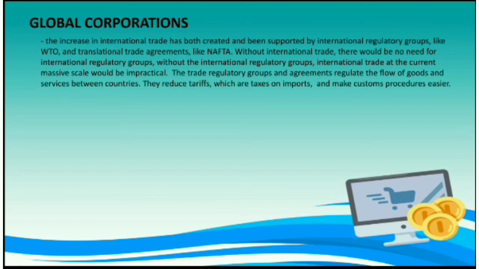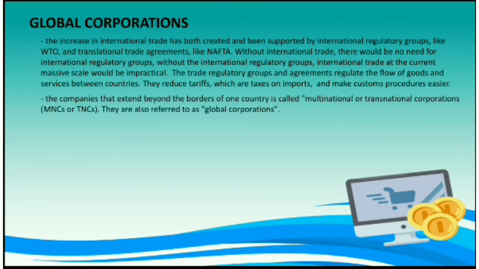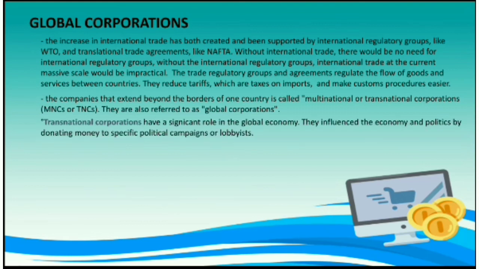The trade regulatory groups and agreements regulate the flow of goods and services between countries. They reduce tariffs, which are taxes on imports, and make customs procedures easier. The companies that extend beyond the borders of one country are called multinational or transnational corporations, or MNCs or TNCs. They are also referred to as global corporations. Transnational corporations have a significant role in the global economy. They influence the economy and politics by donating money to specific political campaigns and lobbyists.